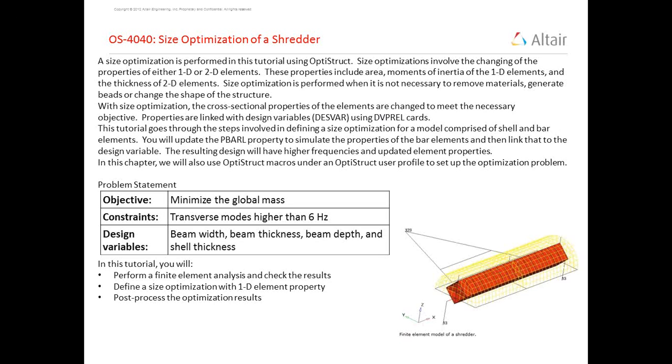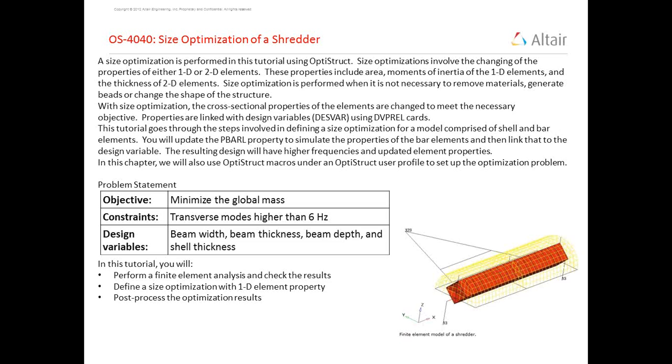Properties are linked with a design variable, that is DSVAR, using the DVPREL card, that is design variable property relation card. This tutorial goes through the steps involved in defining size optimization for a model comprised of shell and bar elements. You will update the PBARL property to simulate the properties of the bar element and then link that to the design variable. The resulting design will have the higher frequency and updated element properties. In this, we will also use OptiStruct macros under an OptiStruct user profile to set up the optimization problem.